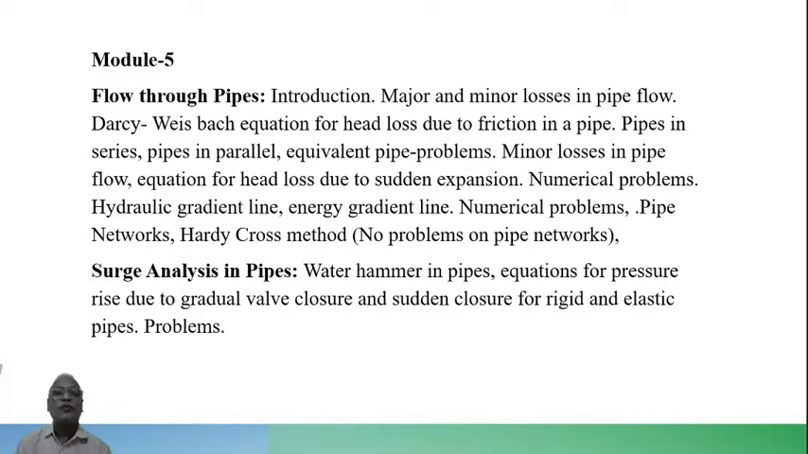So we'll go ahead. This is module number 5, flow through pipes, and surge analysis in pipes. There are two parts. The first one is flow through pipes. There is an introduction, major and minor losses in pipes, the Darcy-Weisbach equation for head loss, a very important equation, which gives the head loss, the energy loss in a pipe due to friction, then pipes in series and pipes in parallel, and equivalent pipe problems.